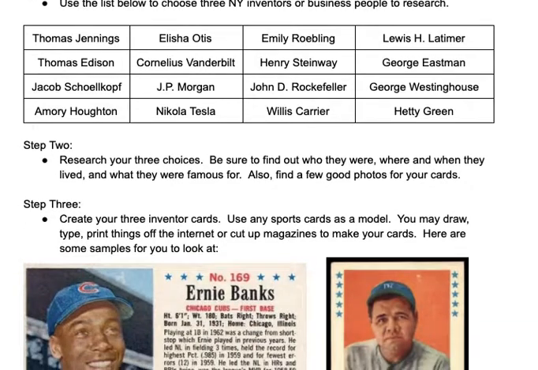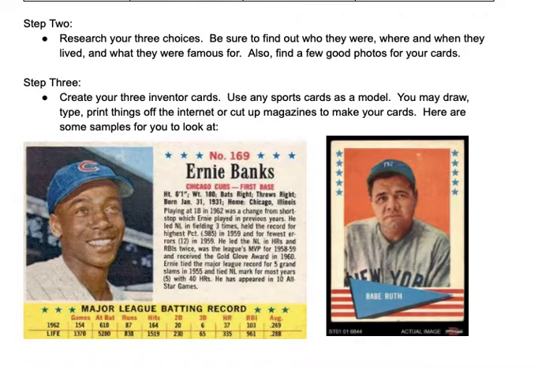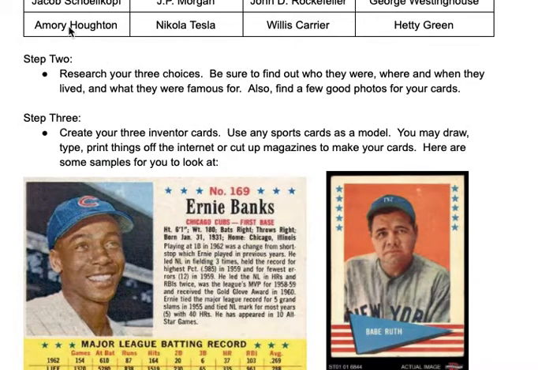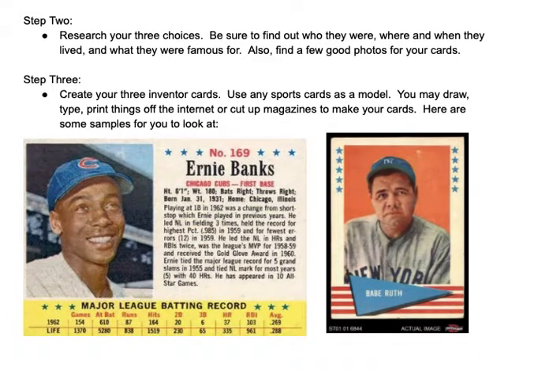The second step after they pick those names is to research their choices. We want to find out who those people were, where they lived, and when they lived, and what they were famous for. So if you pick Amory Houghton, for example, Amory lived in Corning, and he is Corning glass, famous for Corning glass. So that's what you want to know. We want to know when and where and what they were famous for, and then find a couple of really great photographs for your cards.